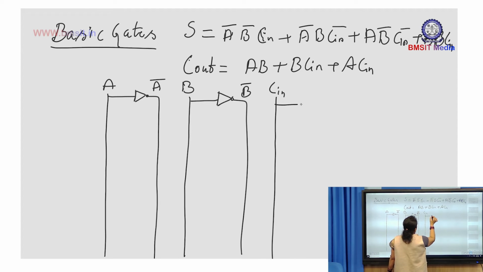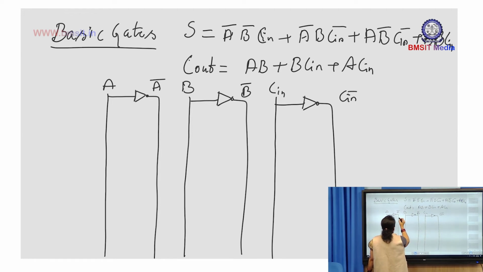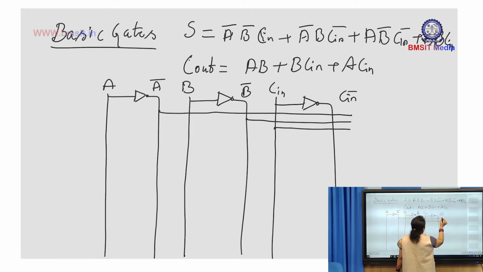And here you can pass C in through a NOT gate to get C in bar. Okay. For the sum we need 4 terms, A bar, B bar, C in. So I will take A bar from here, B bar from here and C in, which is C in. So these are given to an AND gate.